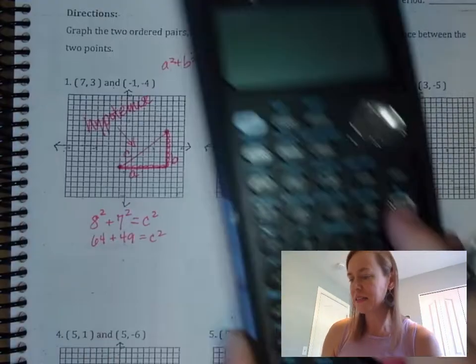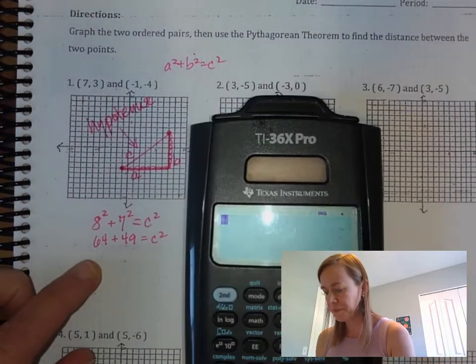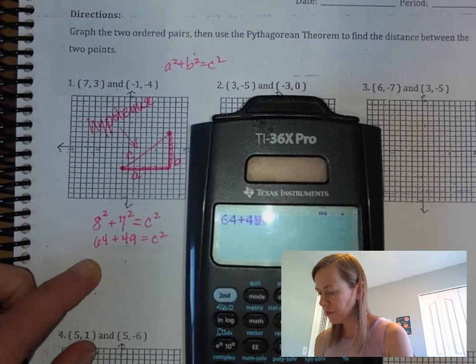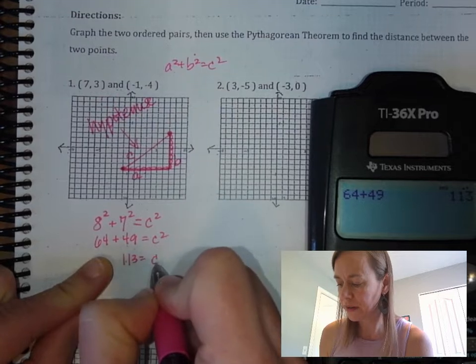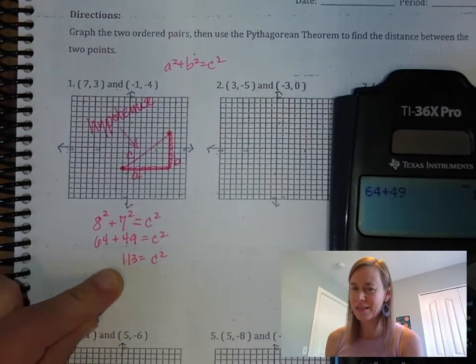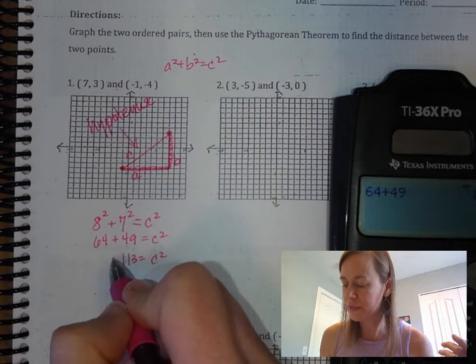Now let's add these together. I'm just going to use my calculator here. 64 plus 49, we're going to get 113 equals c squared. Now how do I get that c by itself? We're going to square root both sides.